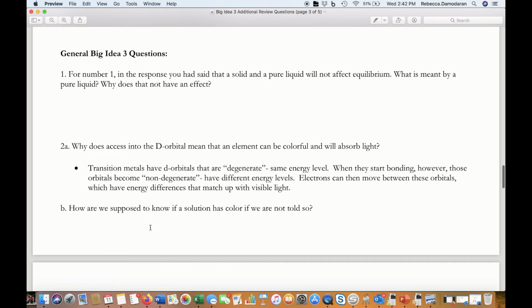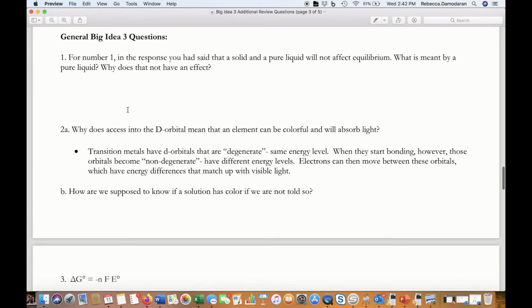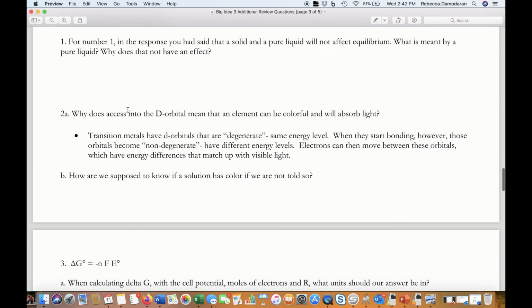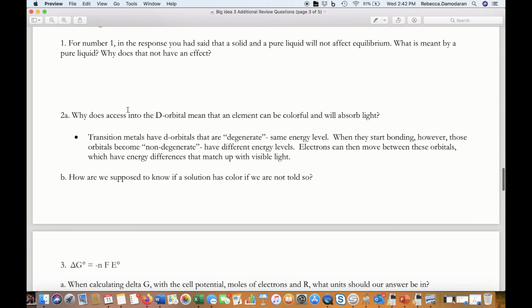All right, some just general questions. For number 1, in the response, you had said that a solid, so this goes back to the review questions from before, a solid and a pure liquid will not affect equilibrium. What is meant by a pure liquid? By pure liquid, I mean like if I gave you methanol as a liquid, right? Not water, normally for water, because for water, we're focusing on the fact that it's actually diluting, which is going to cause it to shift to the side with more ions.